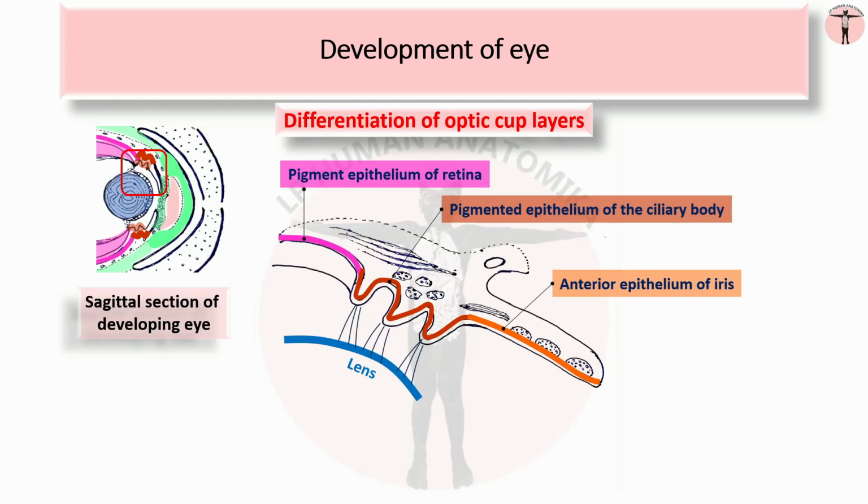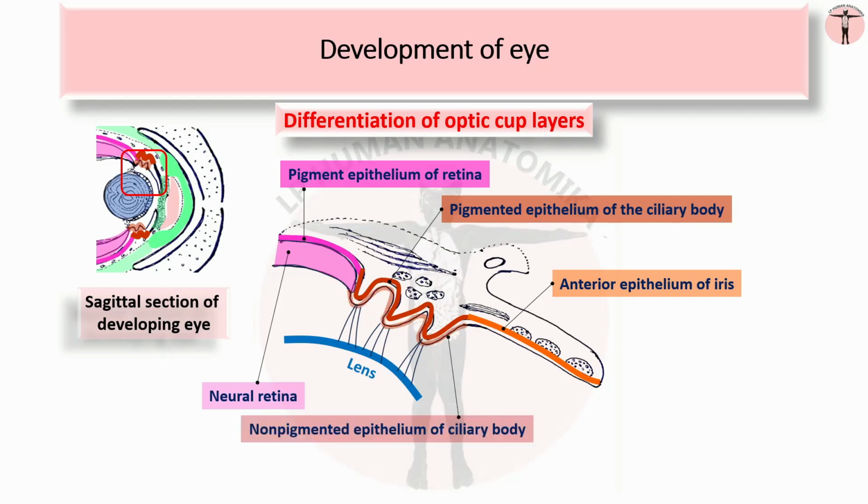The inner layer of the optic cup in the posterior 4/5, which is called pars optica retinae, differentiates into neural retina, which gives rise to the rest 9 layers of the retina, and the anterior 1/5 of the inner layer, called pars ceca retinae, differentiates into the non-pigmented epithelium of the ciliary body and the posterior epithelium of the iris.